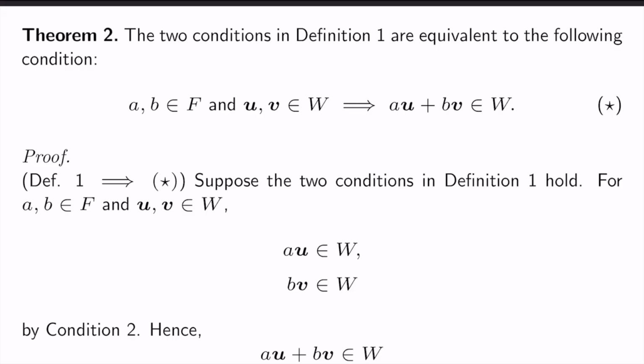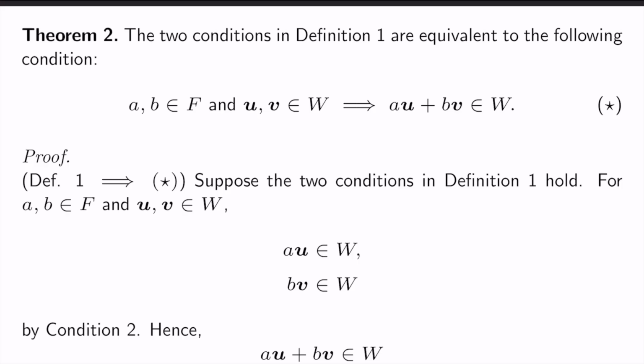Next, we prove this theorem. The two conditions in the definition of a subspace, that is, closed under addition and closed under scalar multiplication, are equivalent to this one condition. That is, if A and B belong to the field F and U and V belong to the subset W, then AU plus BV belongs to the subset W. So we can summarize the two conditions in the definition in this one single condition.